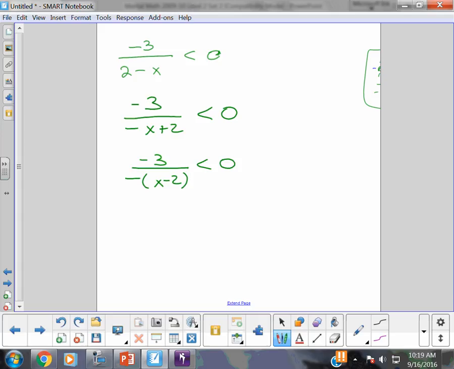Now, you don't have to as long as you track your table correctly, okay? The nice part about doing it my way is, what's a negative negative? Positive. So we can start by getting it to here. I can identify the zeros and the asymptote. First of all, there are no zeros.